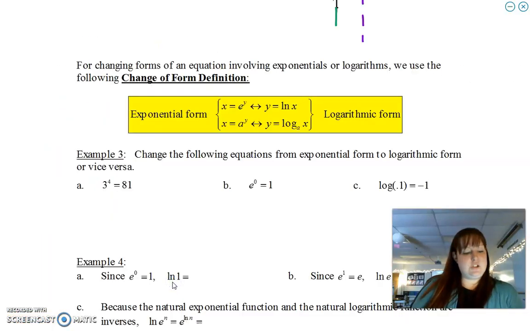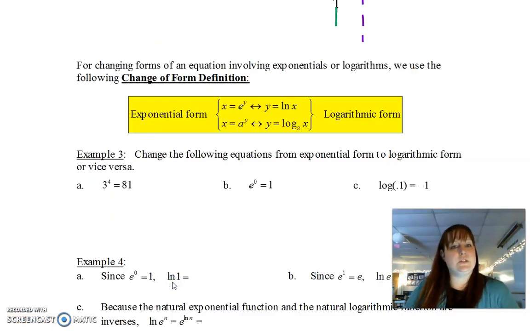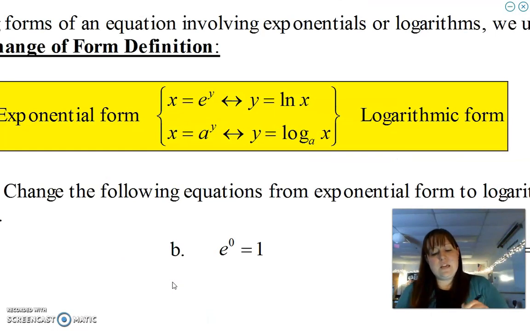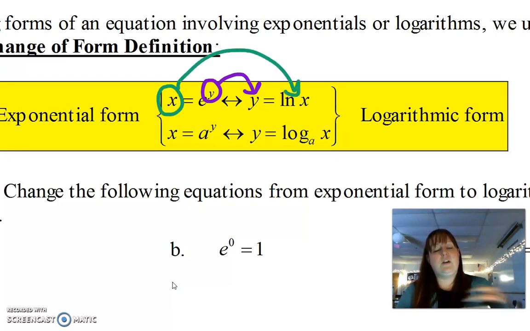All right, so let's see how we actually do this with some functions. Let's work on those. Okay, so remember that the natural log is the inverse operation of e to the x. And so what that means is, the input of the exponential function is the output of the natural log function. And the output of the natural exponent function is the input of the natural log function. So it's basically we're switching the output and the input.